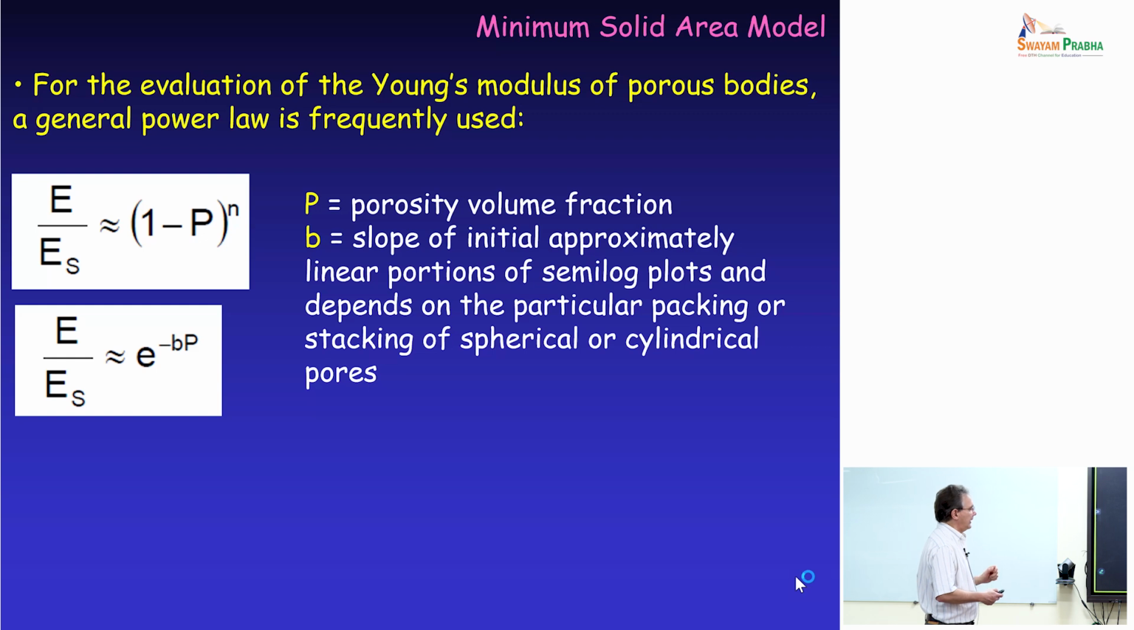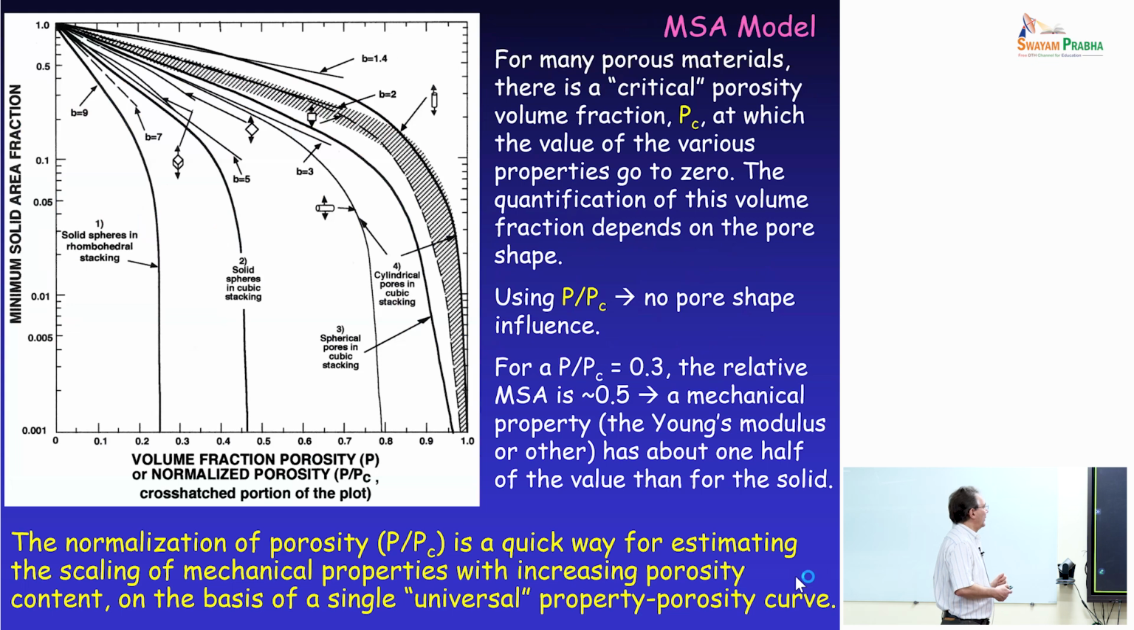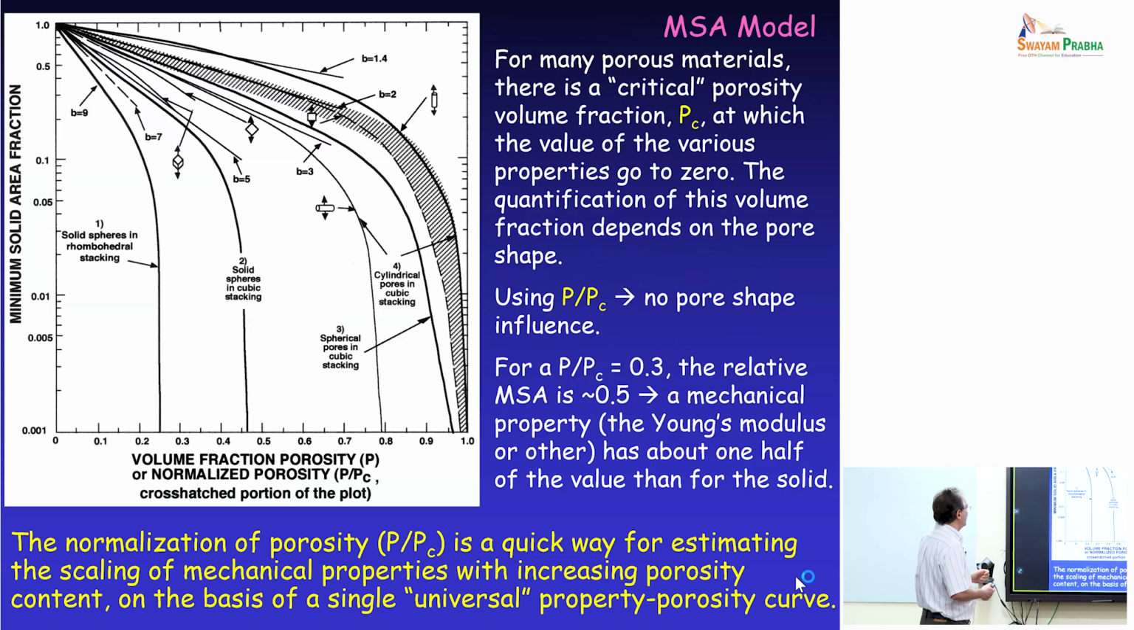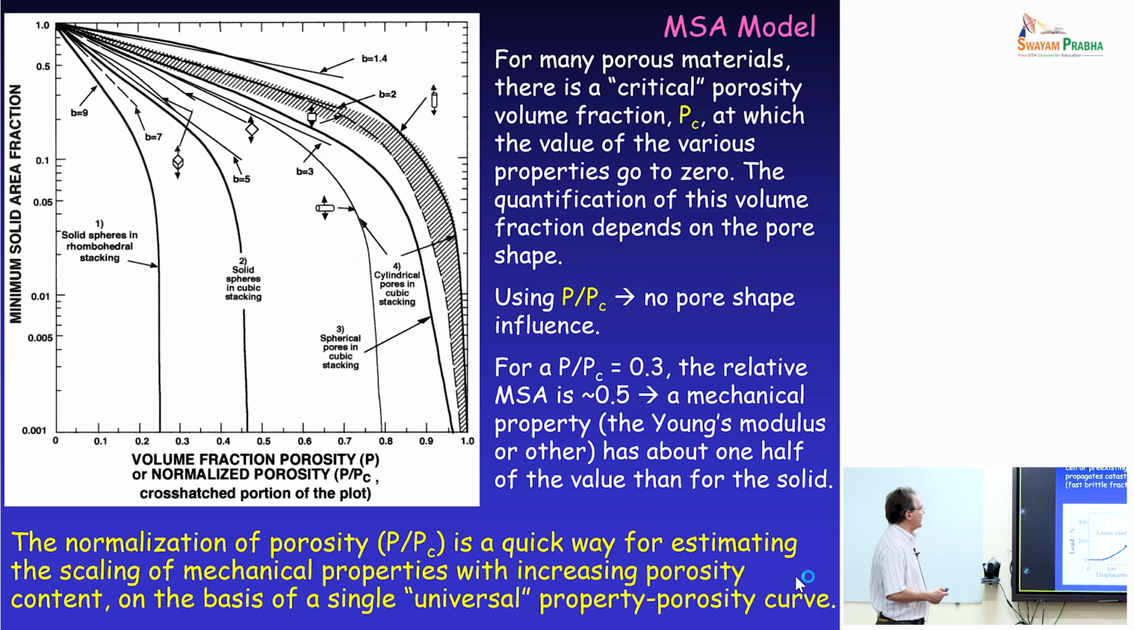And in the Gibson-Ashby model, the nice thing is that you can also take into account if the cells are open or closed, or if they are in an intermediate state. And you can see the typical results that you have from the minimum solid area approach. And you can see that depending on the porosity, you have different trends for your characteristics.